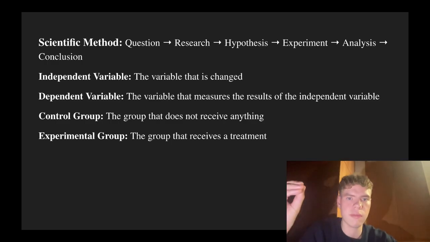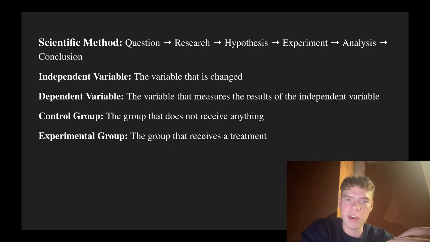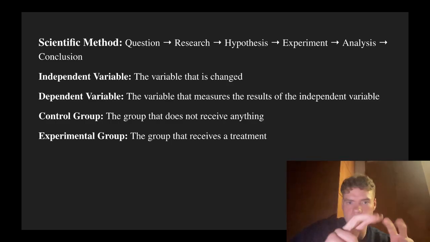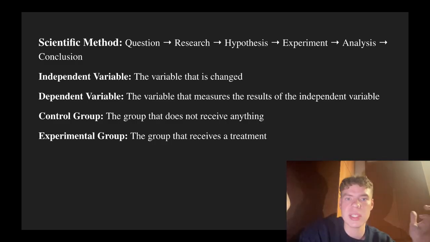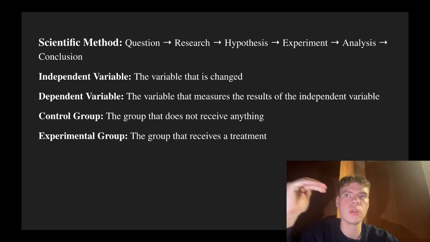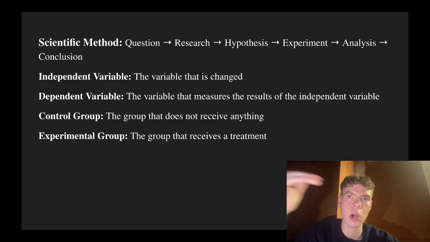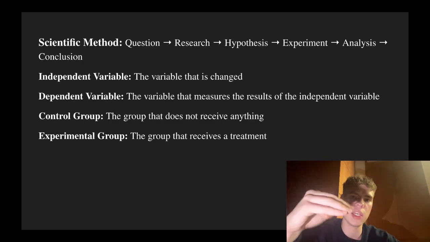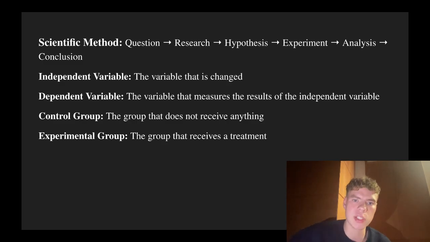So the dependent variable completely depends upon the independent variable. The independent variable is just a thing. It just is. The dependent variable is just the measure of that. So independent variable will be like, if I go to the gym 30 days a month, that would be the independent variable, going to the gym 30 days a month. And dependent variable would be how much I can bench press by the end of that month.